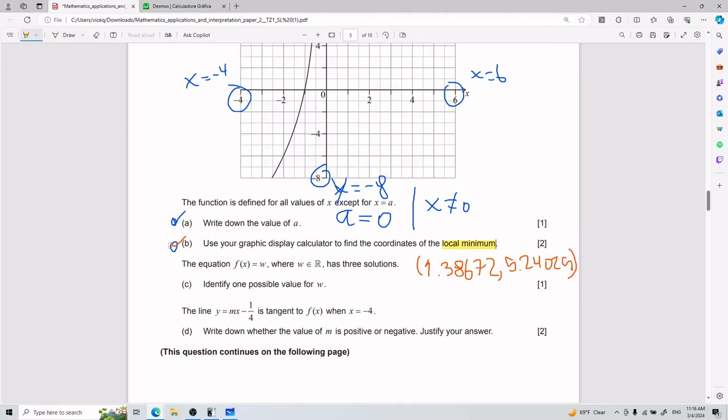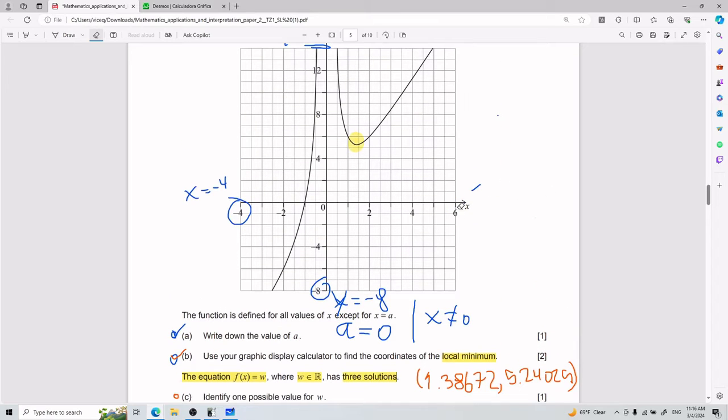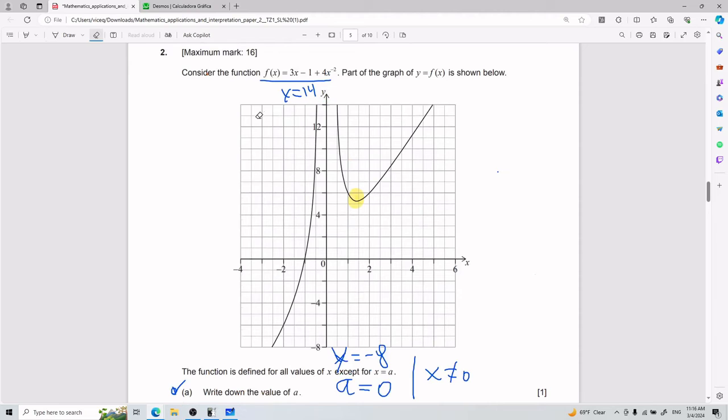Then suddenly for this next part, they tell us that the equation f of x equals w, where x is part of all real numbers, has three solutions. Identify one possible value for w. All right, so this part is definitely pretty weird, and you need to understand some conceptual stuff, I guess, in order to solve this. See? And so let's go piece by piece. First of all, you might be reading that and thinking, what the hell, I don't get it.